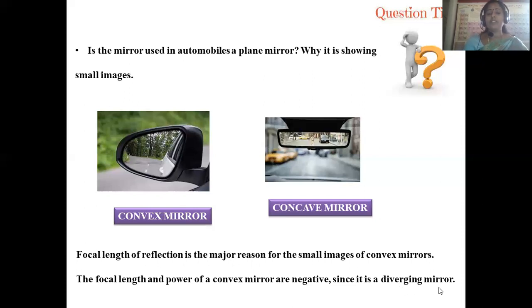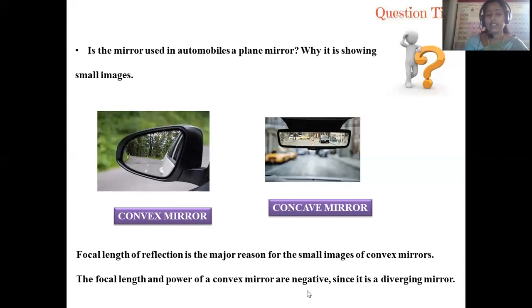It is a diverging mirror, which means all the points are not accompanied at a single point. All are not focusing on a single point. Instead, all the light rays will be diverged. They reflect at different angles. Because of these two reasons, the picture of that object will be represented in small form. What are the two things? One is that the focal length or the power of the convex mirror is negative. The focal length value is negative.